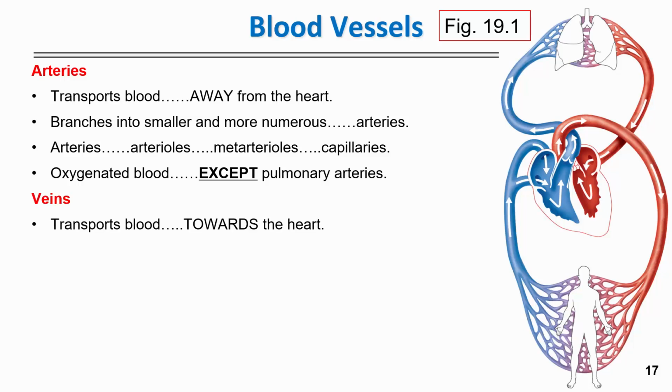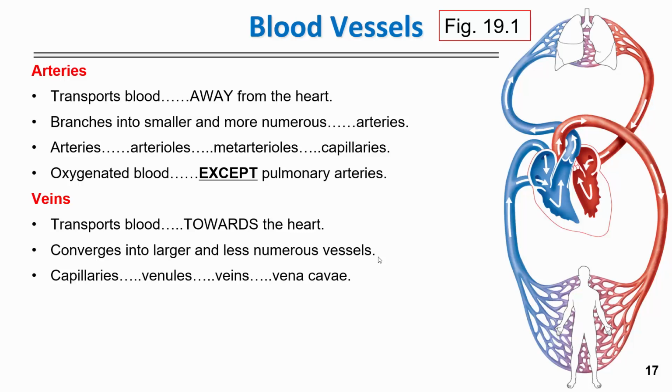Veins, on the opposite end, transport blood towards the heart, and as opposed to arteries that start and branch into smaller vessels, veins start as small vessels and merge into larger and less numerous vessels. And the pattern picks up from what we had in the third bullet item at the top here with capillaries, in that capillaries will merge into a smaller number of very small veins called venules, which then merge into larger veins, which then eventually merge into the vena cava, the superior and the inferior vena cava.